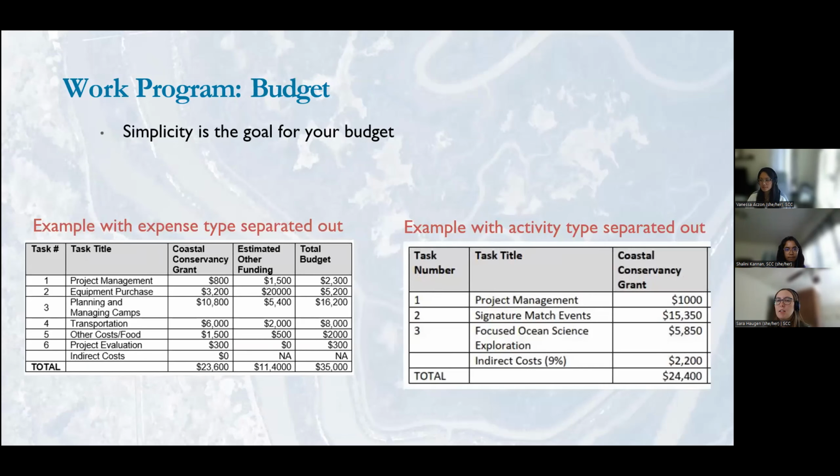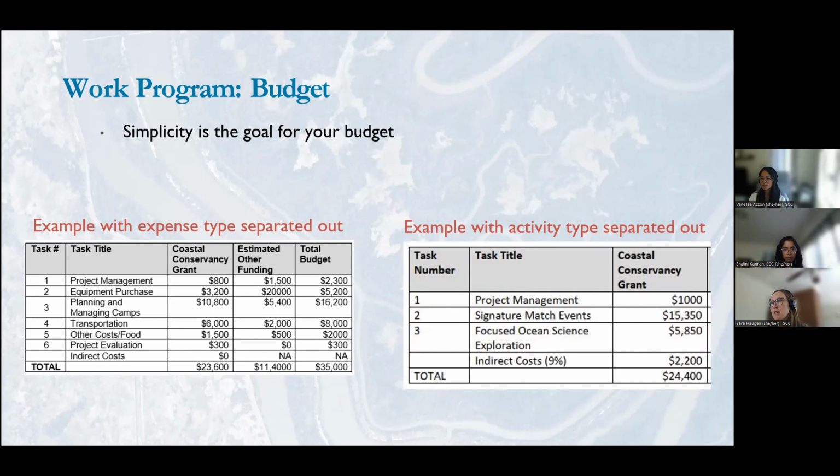Next slide. So the budget. This is one of the most important parts of your work program because it contains, again, your task numbers and titles as you describe them in your scope and schedule, and also, of course, the amounts of funding you'll use for each task. It's important to be simple here as well because our contracts department that reviews invoices needs to be able to easily read your budget to track it against your invoices.